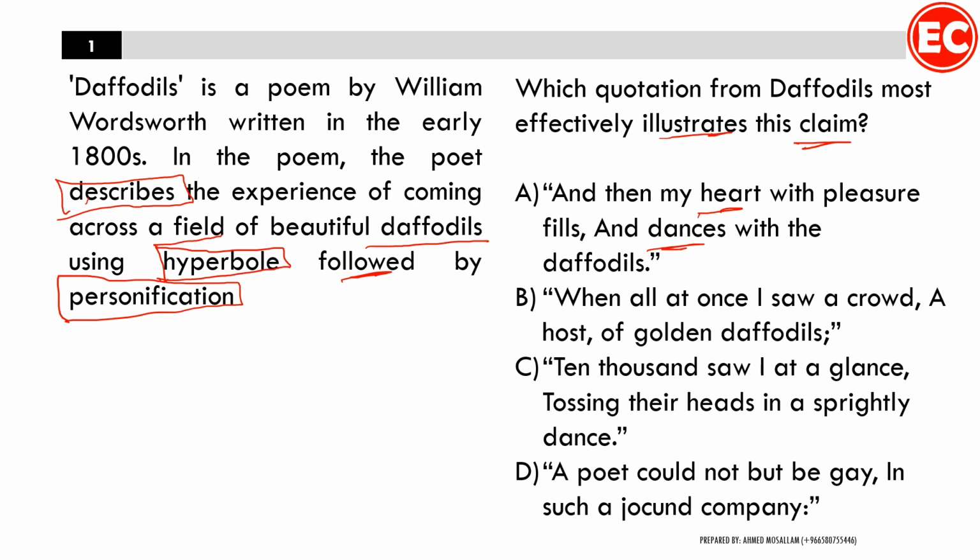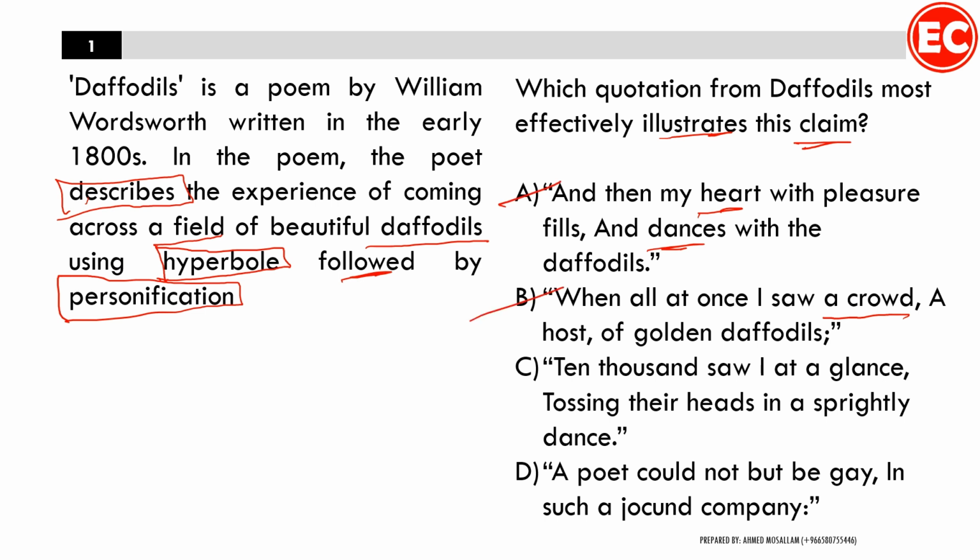Now we have personification, but we don't have a hyperbole. Hyperbole means exaggeration in number. When all at once I saw a crowd, a host of golden daffodils. I saw a crowd here, this is hyperbole, but there is no personification. So A is out, B is out.